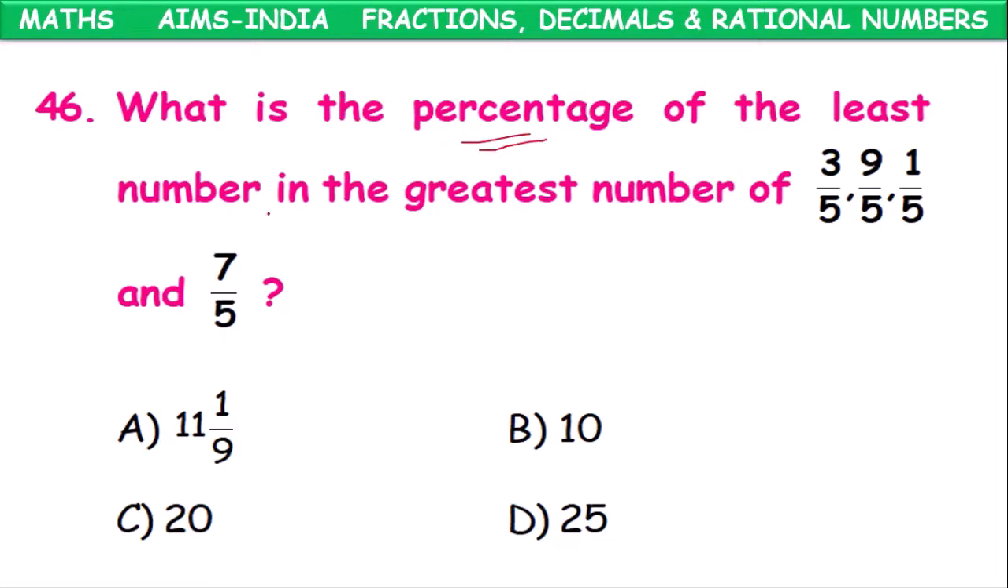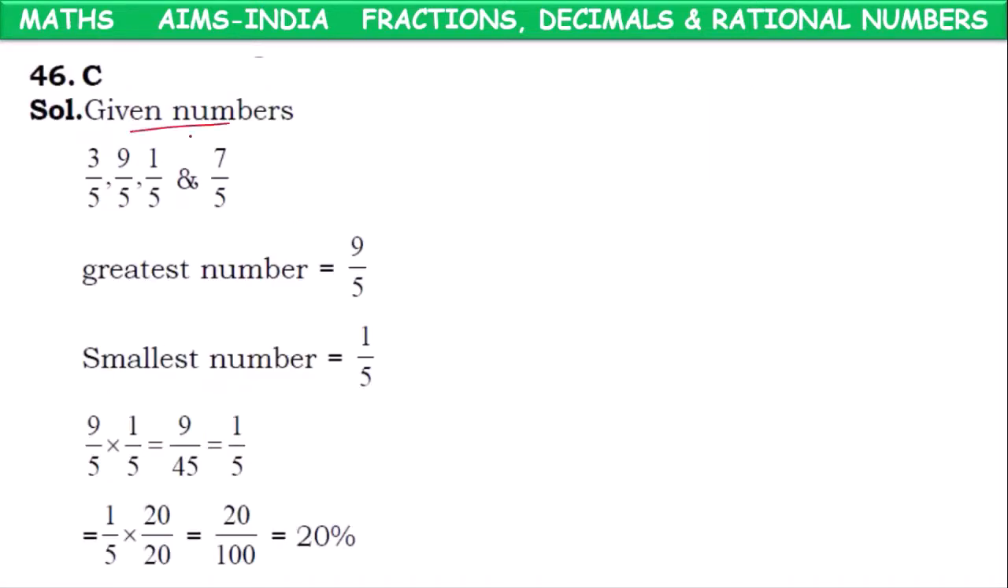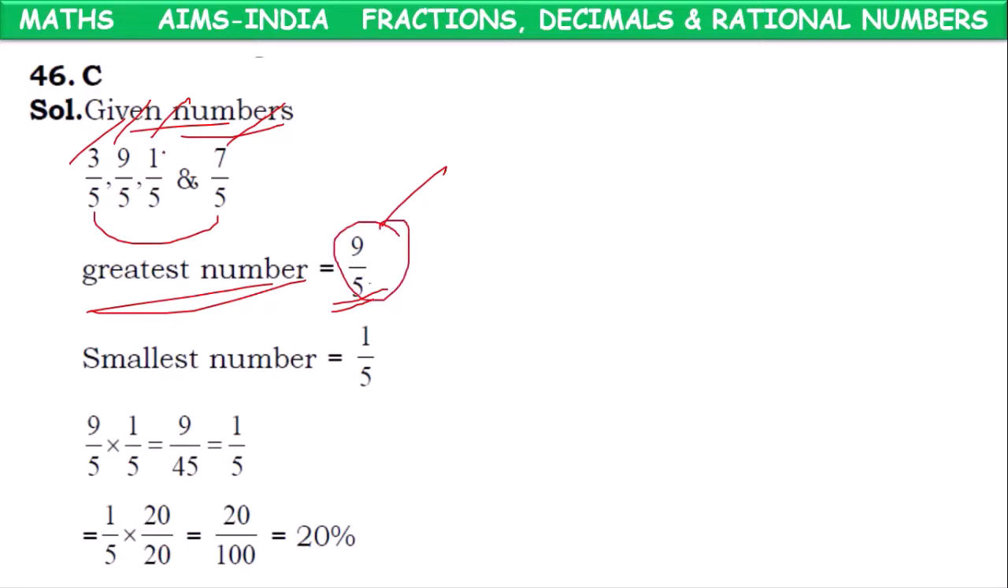Next, what is the percentage of the least number in the greatest number of 3 by 5, 9 by 5, 1 by 5 and 7 by 5? Given numbers 3 by 5, 9 by 5, 1 by 5, 7 by 5. They are having the same denominator, so the greatest numerator will be the greatest number. So 9 by 5 is the greatest number. 1 by 5 is the smallest number.